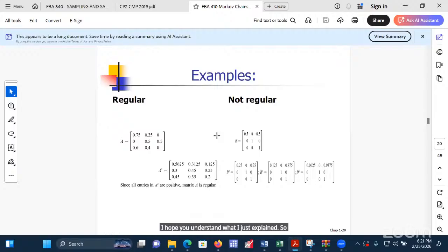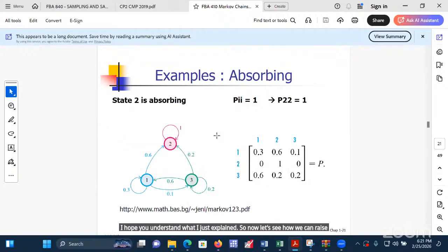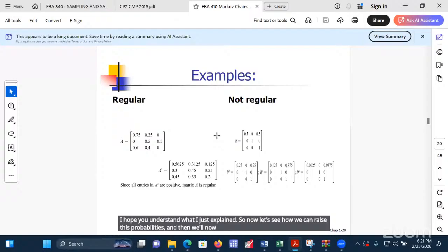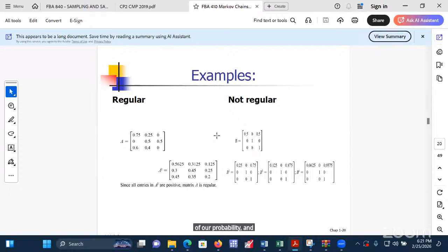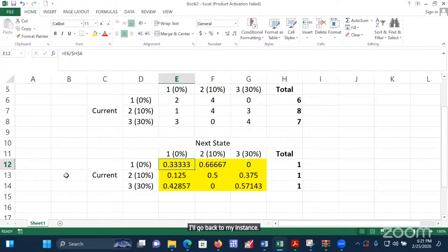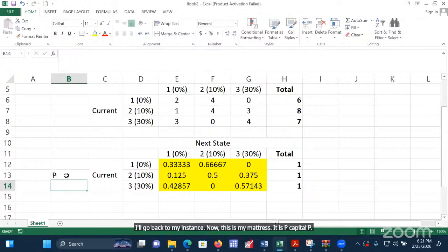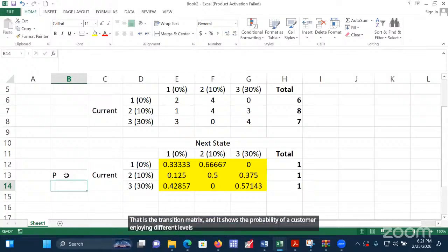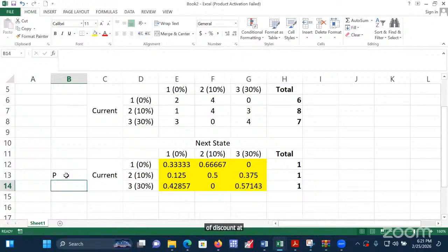So now, let's see how we can raise these probabilities, and then we'll use it in computing probabilities, and then we will take the long-run behavior of our probability, and that is what we call the limiting distribution. So I'll go back to my Excel. Now, this is my matrix. It is P, capital P. That is the transition matrix, and it shows the probability of a customer enjoying different levels of discount at different points in time.